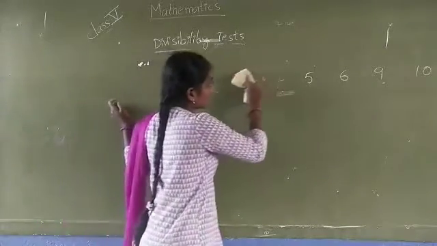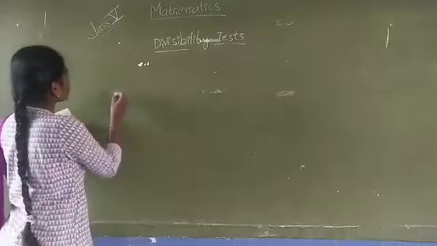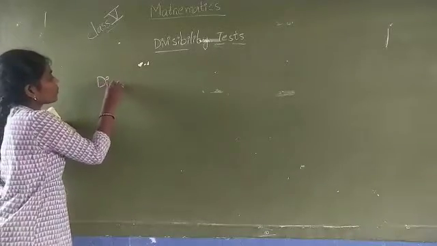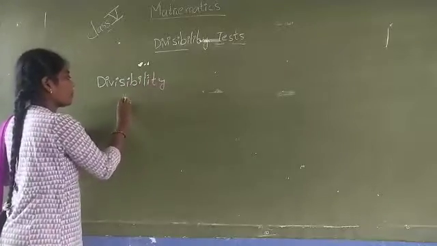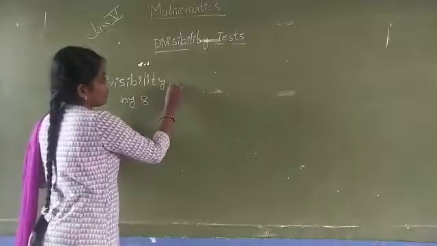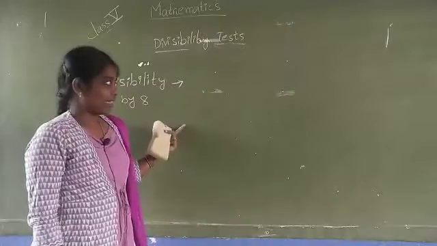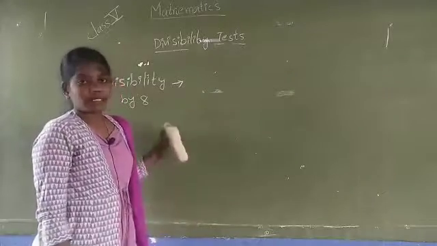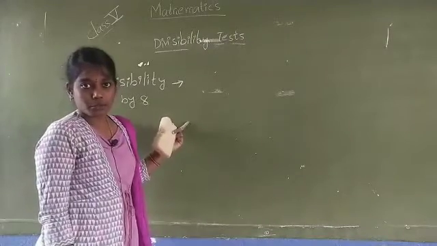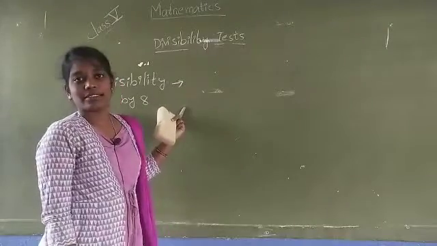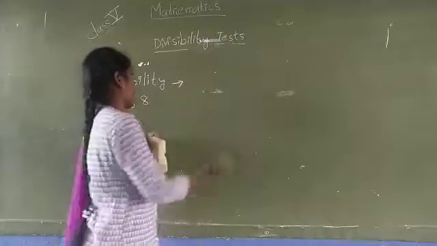Next, divisibility by 8. What is the divisibility rule of 8? A number is divisible by 8 if the last 3 digits in that number are zeros, or the number formed by its last 3 digits is divisible by 8, then that whole number is divisible by 8.